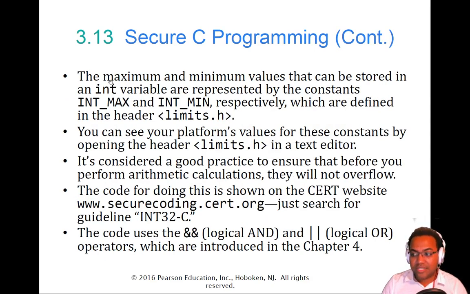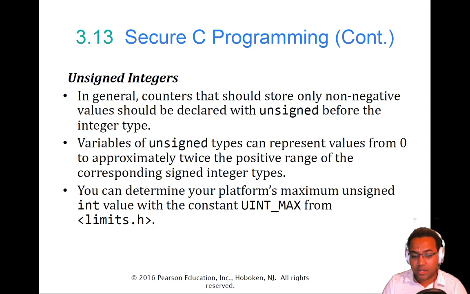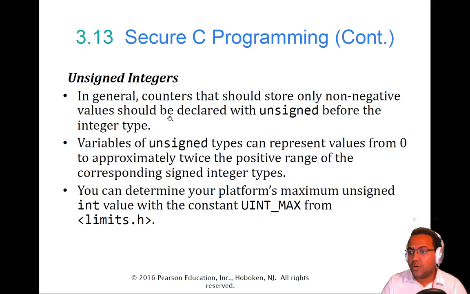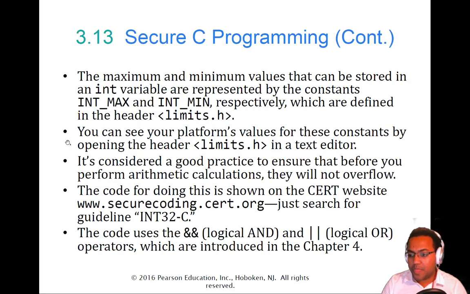So, you need to define and understand the maximum and minimum values which can be stored in an int variable, which is represented by INT_MAX and INT_MIN, which is also defined in the limits header, which I don't think I have. I do not have. That's very annoying. So, in general, you can see your platform's values for these constants by opening the limits header. I'm not going to do that. And you can pretty much go into detail about what you can and can't use in your code.